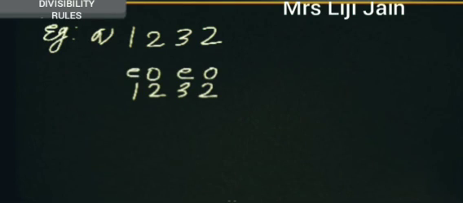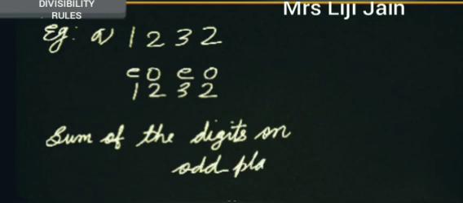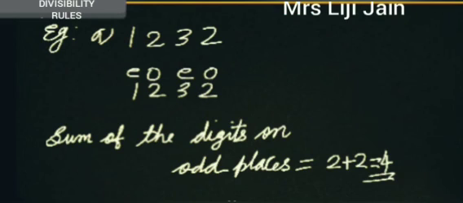So then what we have to find? Find the sum of the digits on odd places first, okay? Which are the odd places digits here? 2 and 2. 2 plus 2 equal to 4. Okay, sum of the digits on odd places is equal to 4.